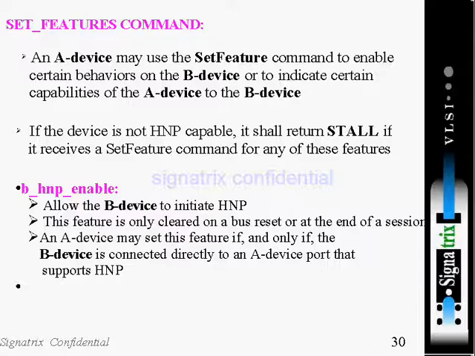The device will return stall if it receives a set feature command for any feature it doesn't support. The host is trying to configure that device in HNP mode, but that device actually doesn't have that feature, so it has to send a stall. And B HNP enable allows the B device to initiate HNP. B HNP enable is 1 bit. This feature is only cleared on a bus reset or at the end of the session. An A device may set this feature if and only if the B device is connected directly to an A device port that supports HNP.